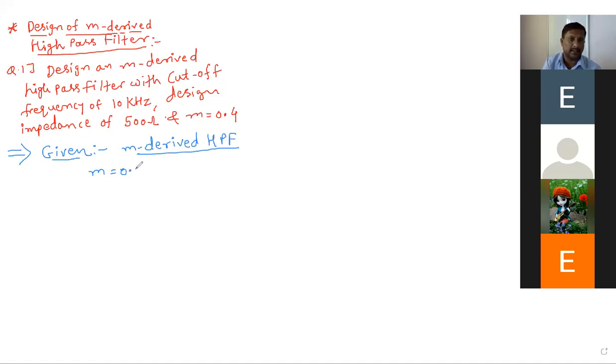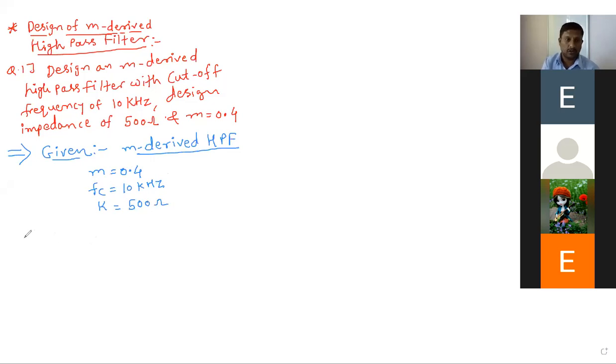M value is given directly 0.4. Is the M expression needed? No, because it is not needed. Only we require FC, because while calculating L and C we only need FC, F alpha is not needed. Okay, so M is equal to 0.4. Then FC is given as 10 kilohertz. And K value is given as 500 ohm.